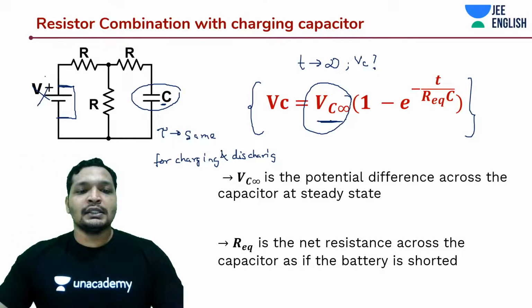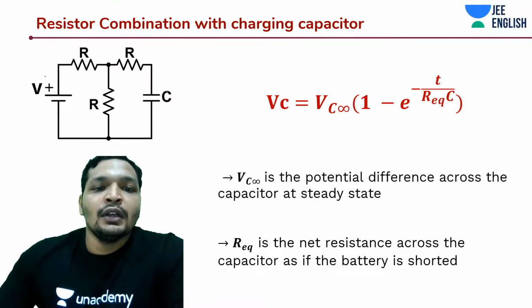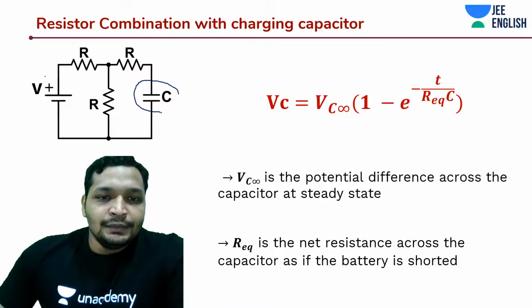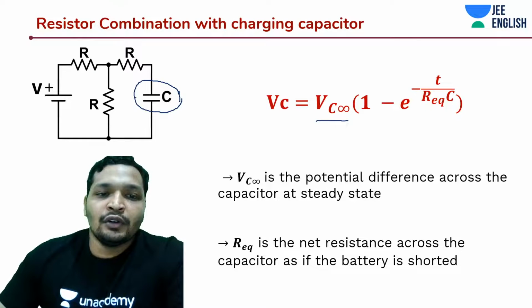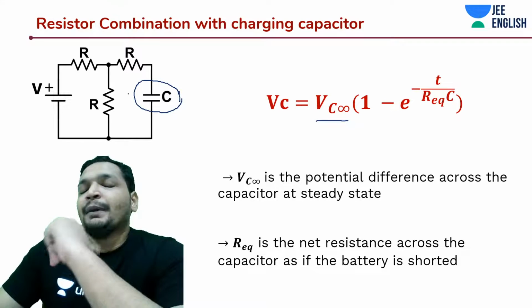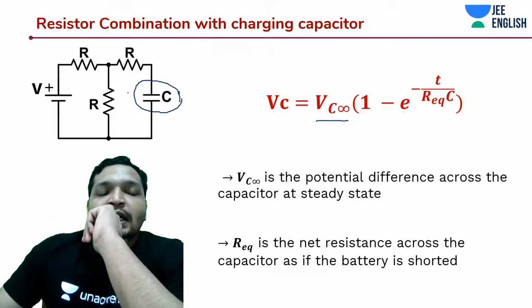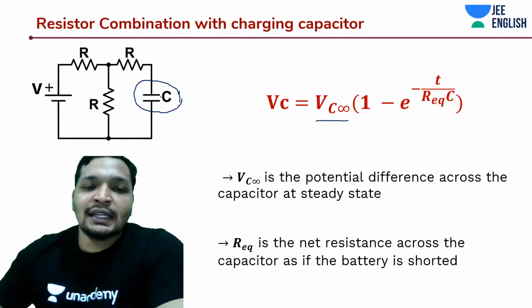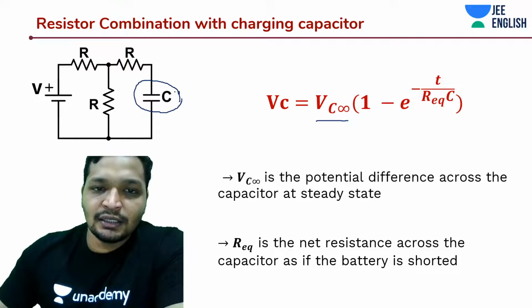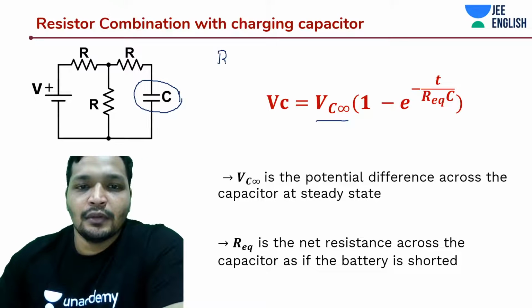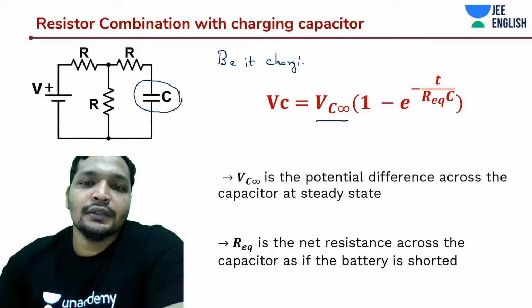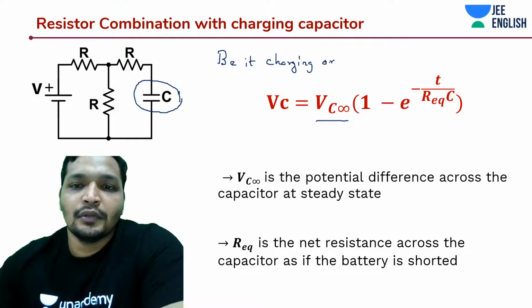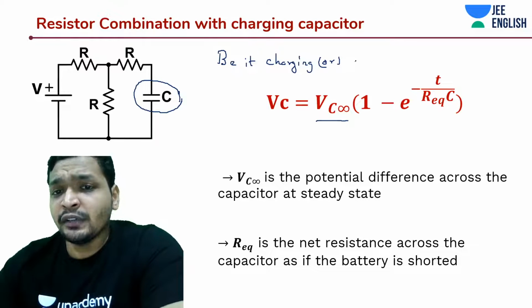So what I am saying over here is, if this capacitor, you know how to find out Vc infinity. That's very simple. You say this is in steady state, and you find out the potential drop across the capacitor. Now the thing is, I'm saying that when this capacitor is charging or discharging, the equation will vary, of course.